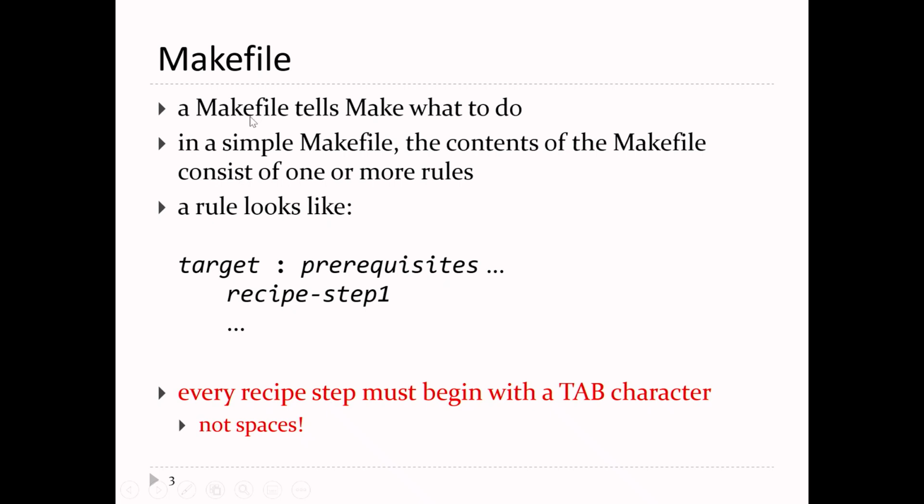So what's a Makefile? It's just a plain text file that tells Make what to do. That's it. Make reads the Makefile, and then it follows the steps in the Makefile. In a simple Makefile, the Makefile consists of what are called rules. So one or more rules, and a rule simply has the following form. There's something called the target, that's the thing that you want to build. The target has some prerequisites, those are the things that need to happen in order to build the target. And then it's got some steps, the recipe to build this target. So recipe step 1, recipe step 2, recipe step 3, and so on and so forth. Notice the indenting here.